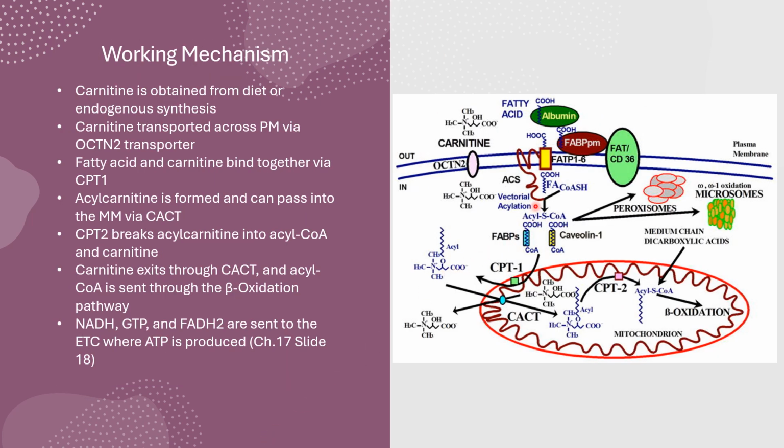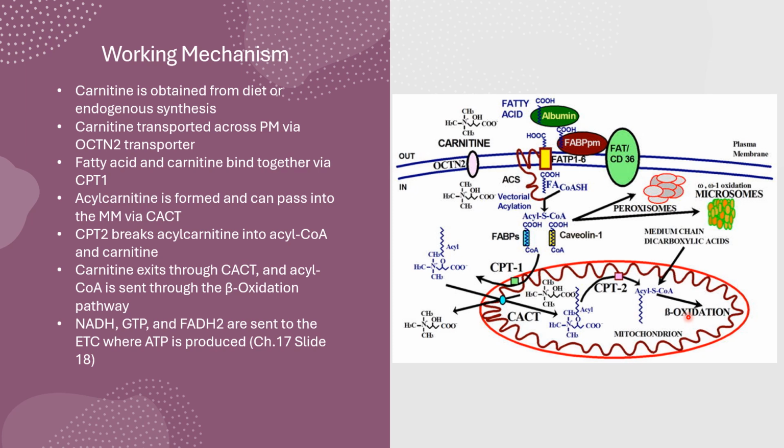So this is the full working mechanism for the entire process. You have carnitine that's outside the cell, that's provided through the diet. It's transported through this OCTN2 transporter. Here's your carnitine within the cell. It encounters CPT1, and this enzyme will bind carnitine to your acyl fatty acid, and it's then able to enter through your CACT translocase, which exchanges it again for carnitine, and then CPT2 breaks this down into acyl-CoA or acetyl-CoA and carnitine to be sent out for beta oxidation.